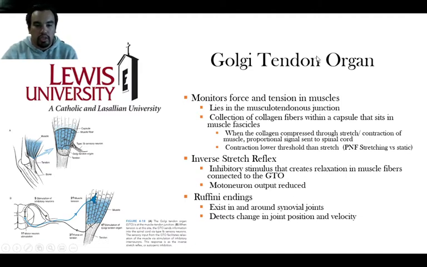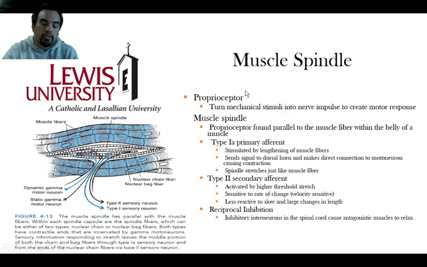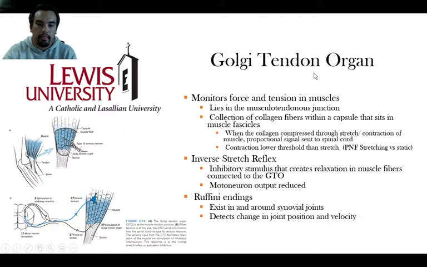So Golgi tendon organ relaxes muscle spindles, tightens them as protective. Then in synovial joints, we have what are called Ruffini endings, and they exist in and around these joints, and they detect a change in position and velocity within the muscles. That can also kind of help activate some of these.